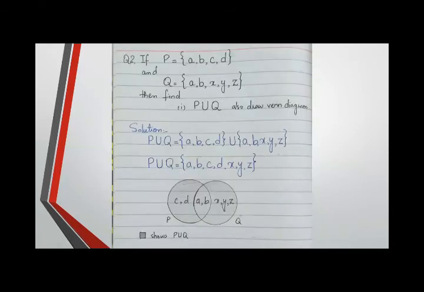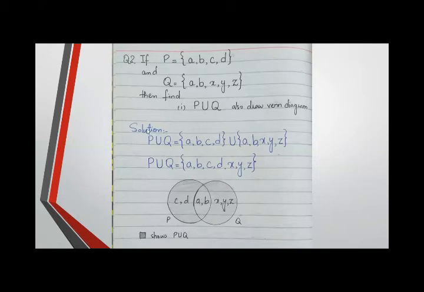Okay. Now here's the second question. This question is also not related to your book, but this is an example for your understanding. If we have P equals A, B, C, and D, and we have a set Q equals A, B, X, Y, and Z, then we find P union Q and also draw the Venn diagram.